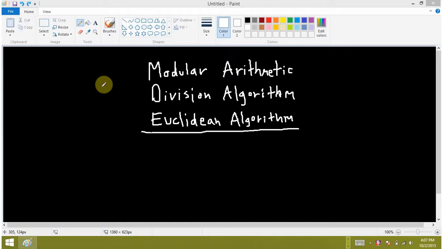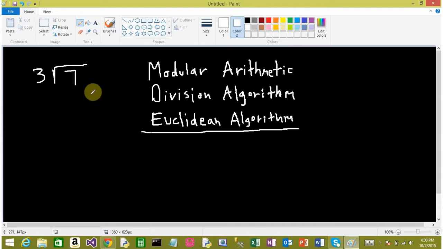I'll start this video off by talking about modular arithmetic. That actually involves finding the remainder when we divide one number by another number. So let's say you wanted to divide 7 by 3. When you divide 7 by 3, it goes 2 times. 2 times 3 is 6, and 7 minus 6 is 1. So we get a remainder of 1.